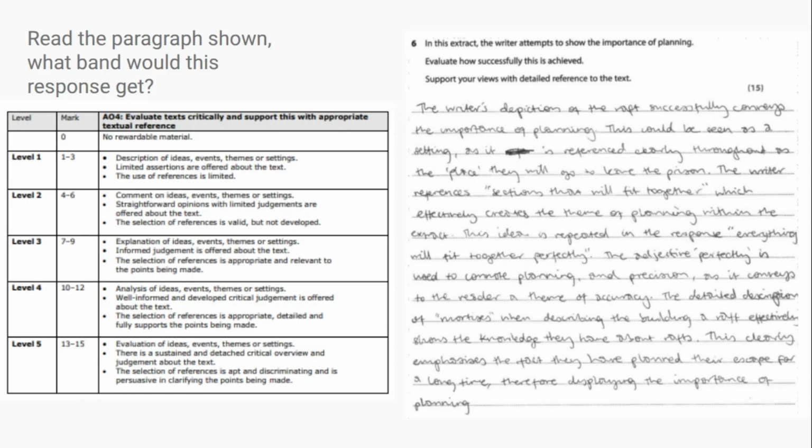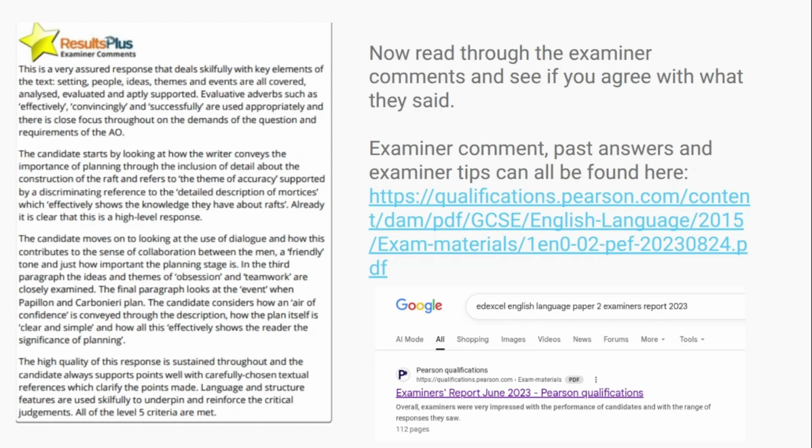Now, here's an example paragraph. Read it and think about what band it would get. Again, screenshot it. Have a go by yourself. Now here are the examiner comments. Do you agree with what they said? You can find the comments there if you have a look.